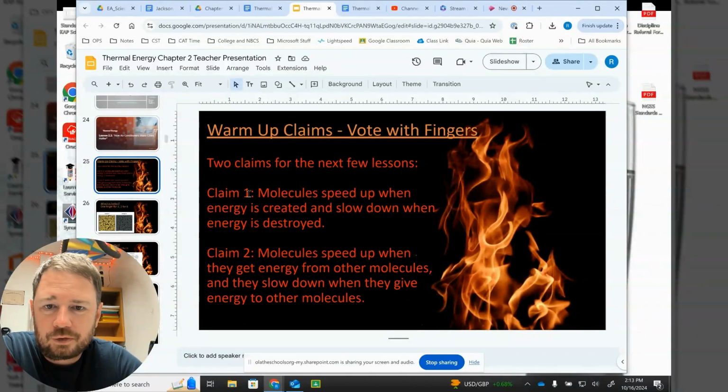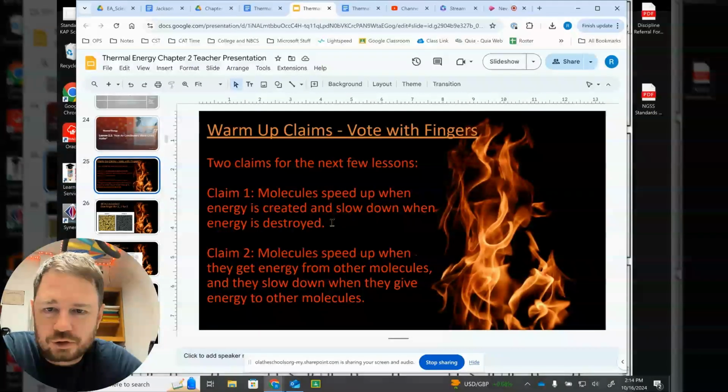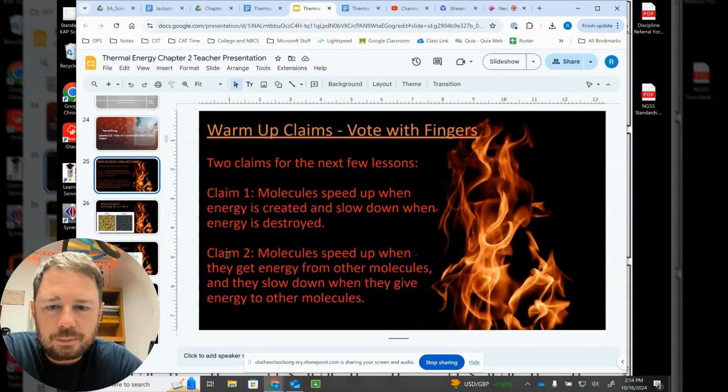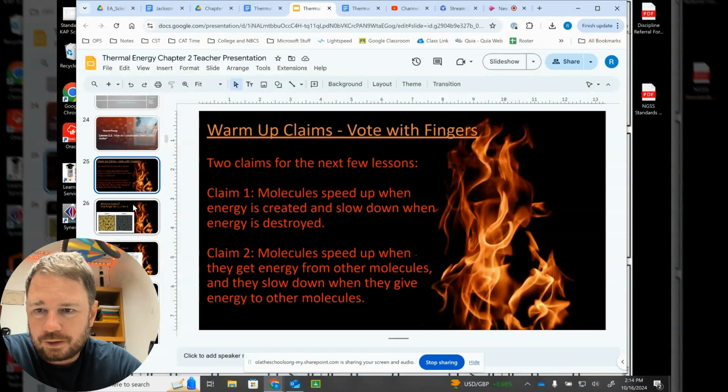Claim 1 says, molecules speed up when energy is created and slow down when energy is destroyed. Claim 2 says molecules speed up when they get energy from other molecules, and they slow down when they give energy to other molecules. So think about which one of these 2 claims you think is true? You don't have to write anything down right now, just think.